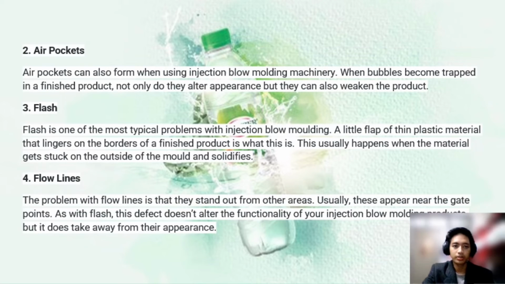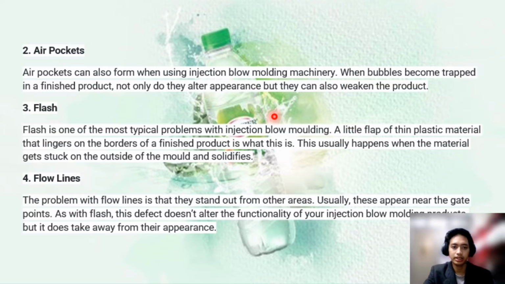Then we go to the second defect. The second defect is the air pocket. Air pockets can also form when using injection blow molding machinery. When bubbles become trapped in the finished product, not only do they alter the appearance but they can also weaken the product. The third one is flash.